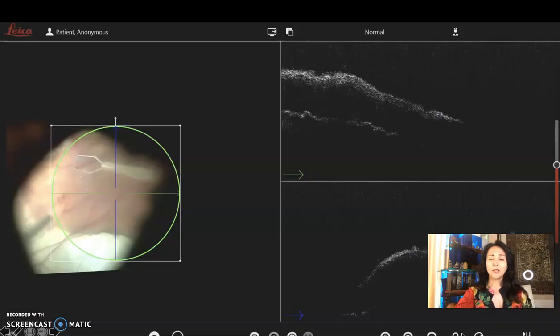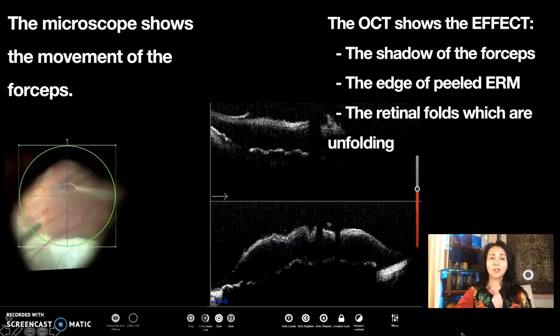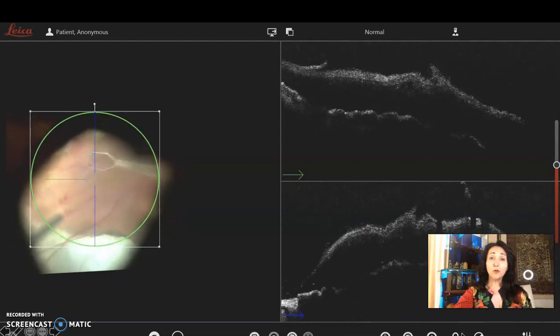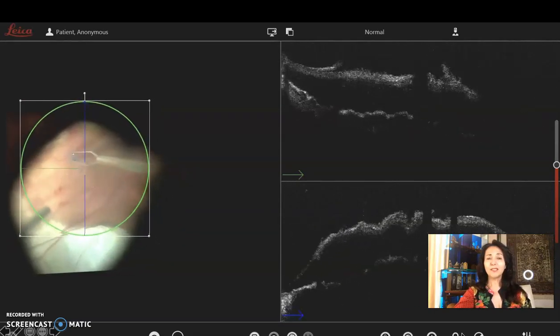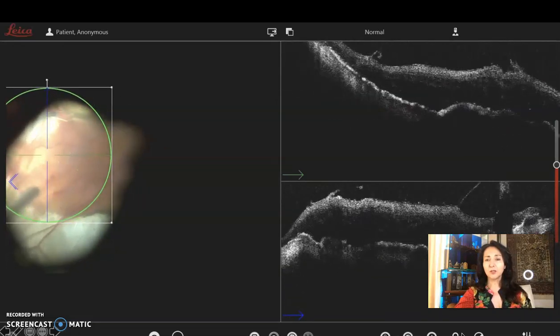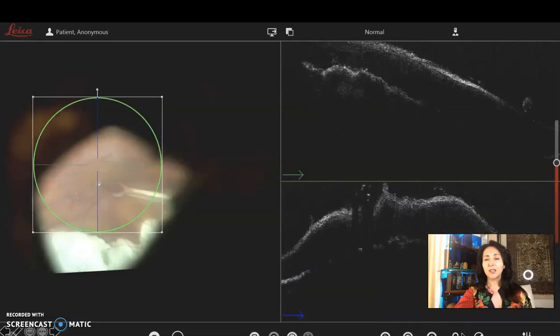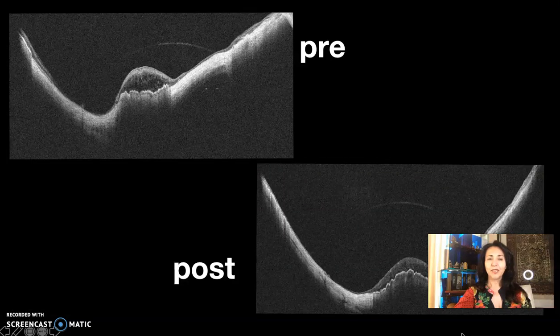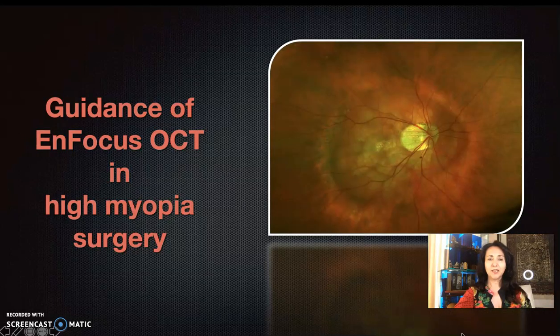So this is a new concept for intraoperative OCT. The microscope shows the movement, while the OCT shows the effect of the movement. It shows the shadow of forceps, the edge of peeled epiretinal membrane, the retinal folds which are unfolding. Again, you see on the left the forceps performing certain movement, while on the right, you don't see your hand, you don't see the instrument, you see the effect of your movement on the tissue. You see the epiretinal tissue, you see the folds of the retina which are unfolding. And this is the pre and post-op of that specific case.